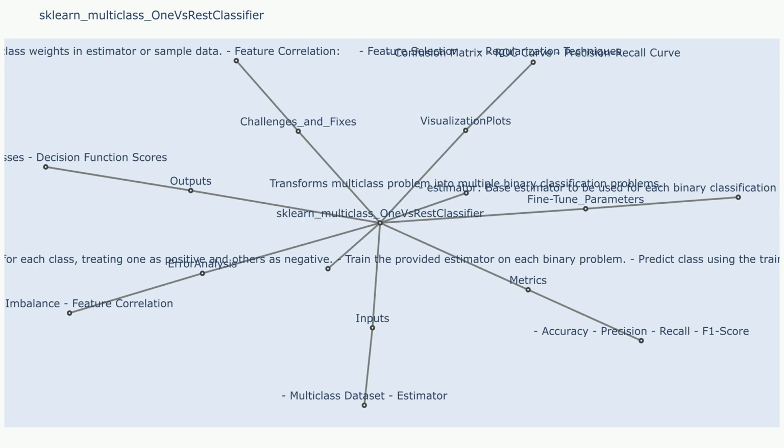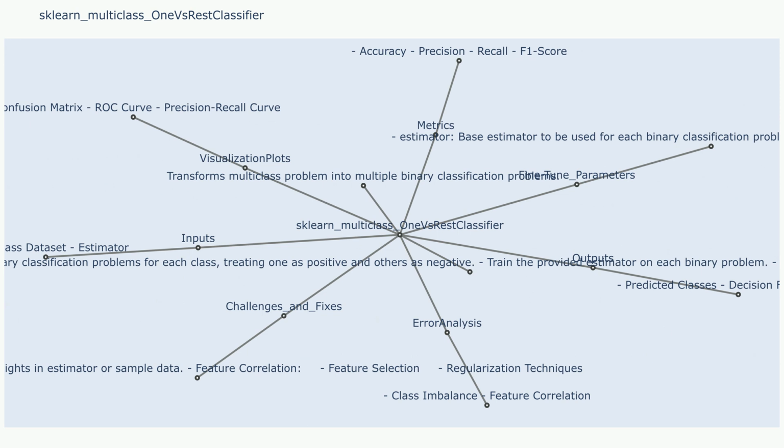Challenge 1. Imbalanced datasets. When classes are imbalanced, the One-vs-Rest classifier might favor the majority class. Sample use case that resulted in challenge 1. You have a dataset with 90 instances belonging to class A and 10 instances belonging to class B. The One-vs-Rest classifier might make more accurate predictions for class A due to the majority of training data being from that class. Fixes to challenge 1.